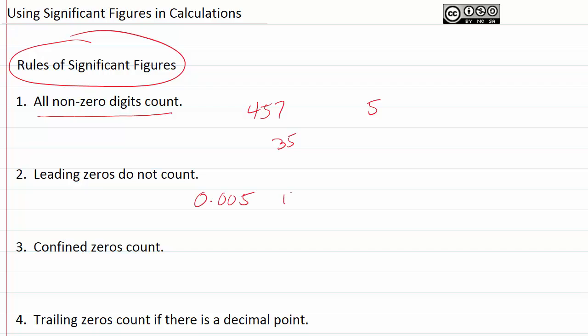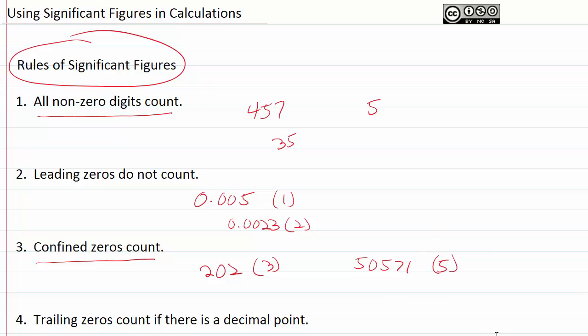0.005, I've got 1 sig fig here. 0.0023, I've got 2 sig figs. Okay? Again, leading zeros don't count. Confined zeros do count. 202, 3 sig figs. 50571, I've got 5 sig figs.